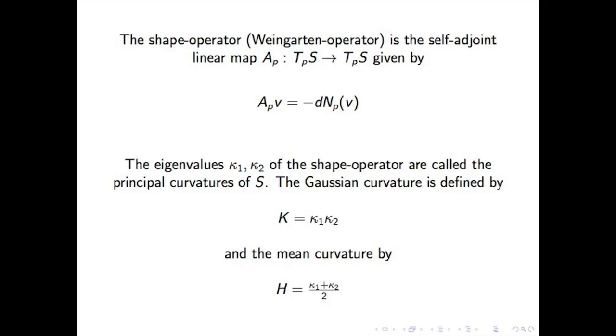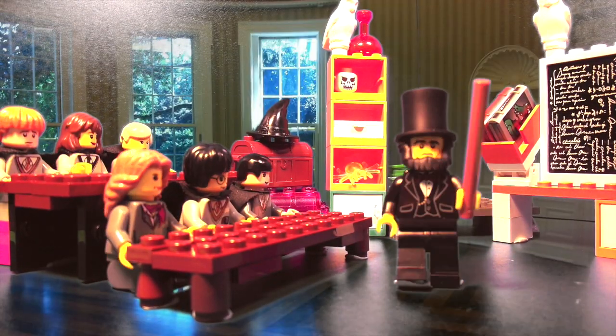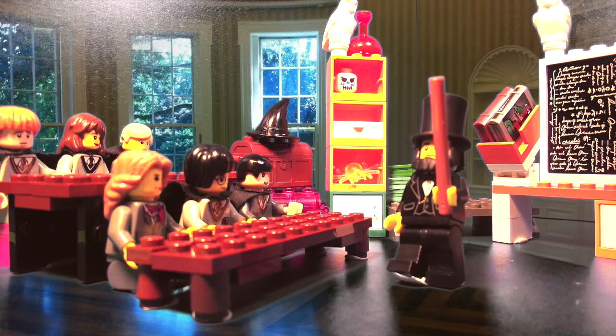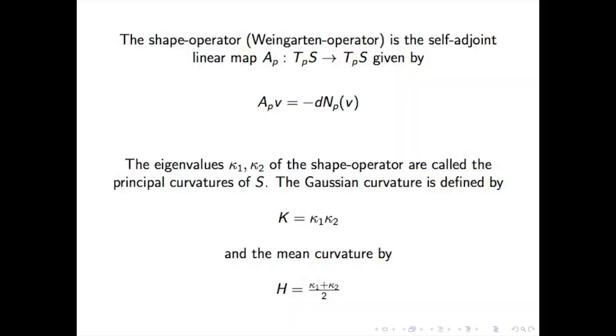We define the shape operator as the self-adjoint linear map A_p from the tangent space of S at the point p to itself as A_p v is equal to minus the differential of n applied to v. The eigenvalues kappa 1 and kappa 2 of the shape operator are the principal curvatures of the surface S. From this we define the Gaussian curvature as the product of the principal curvatures and the mean curvature as the mean of the principal curvatures.